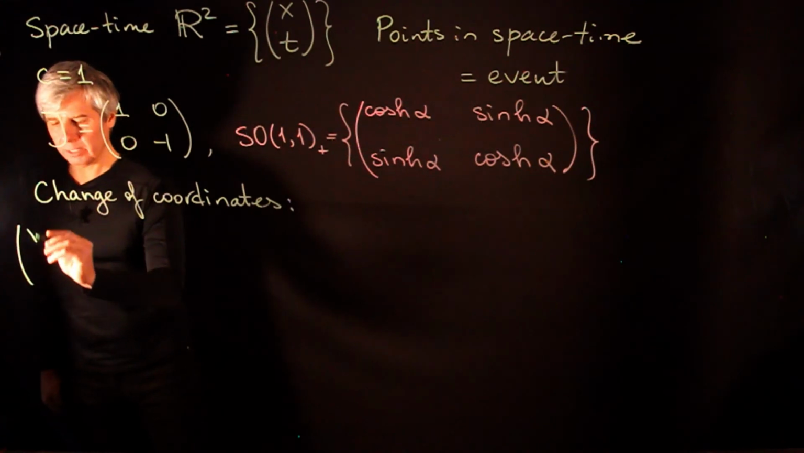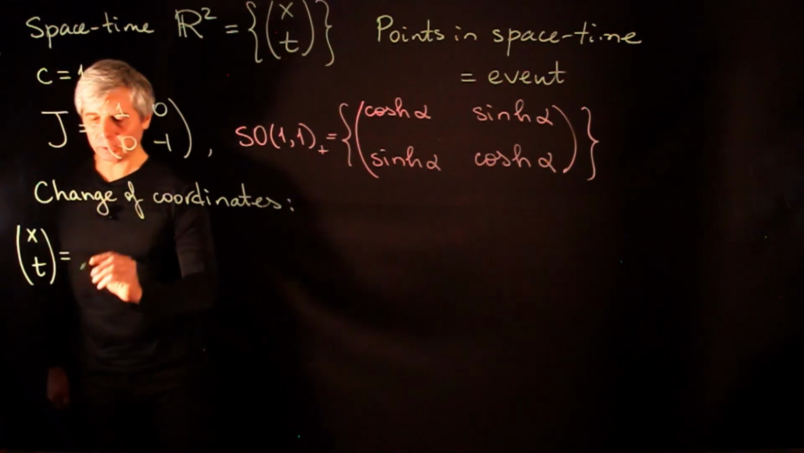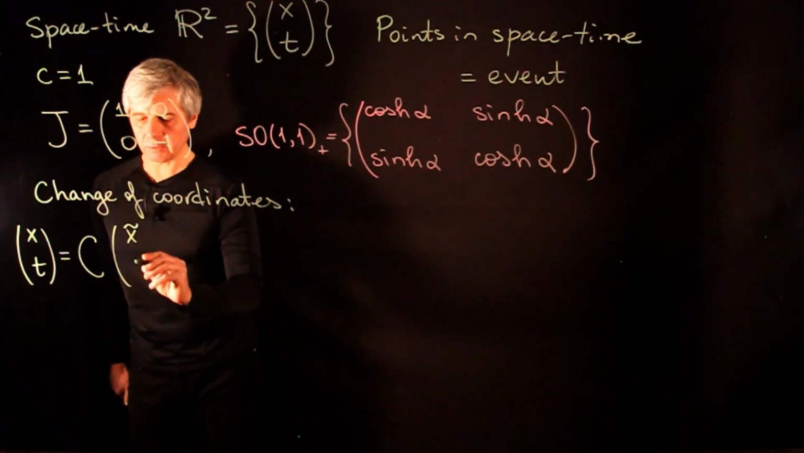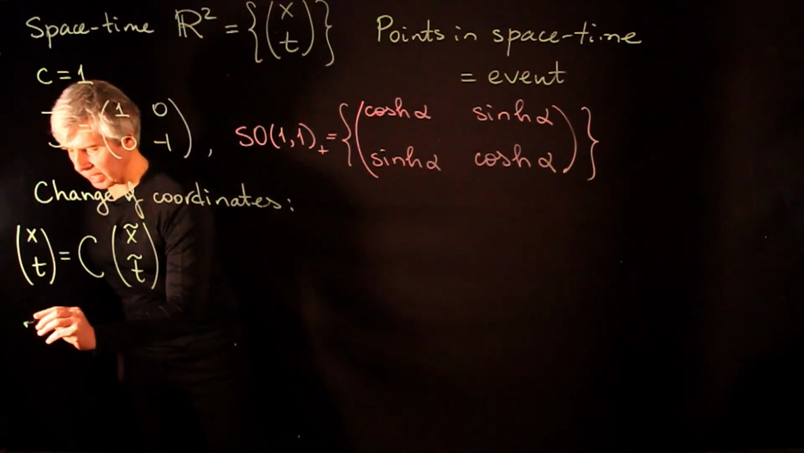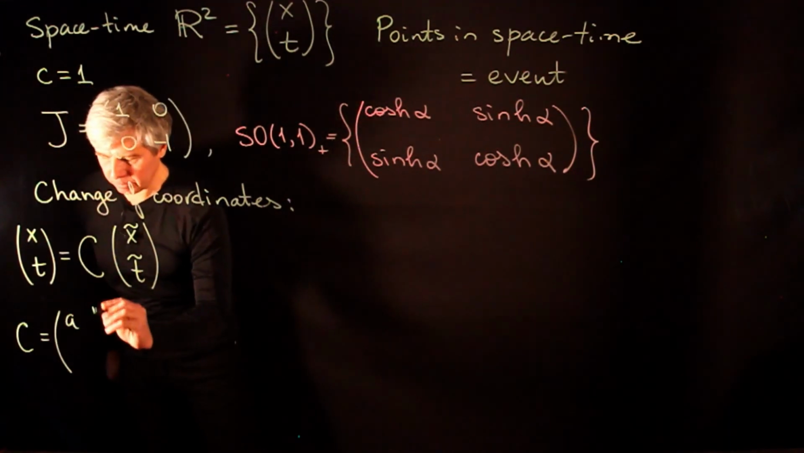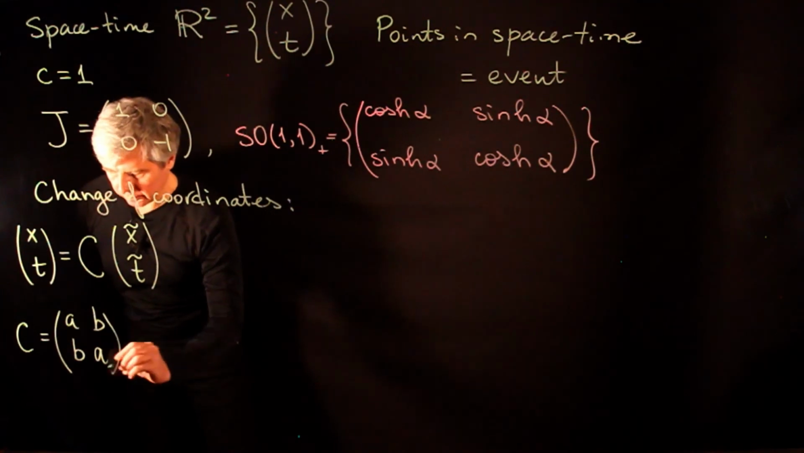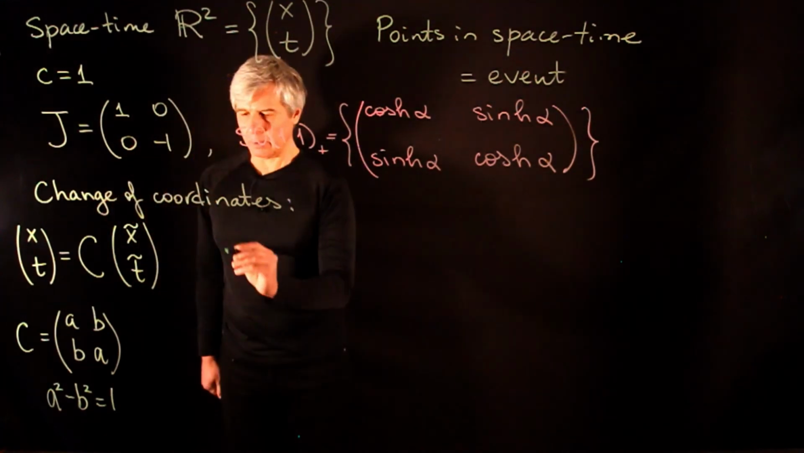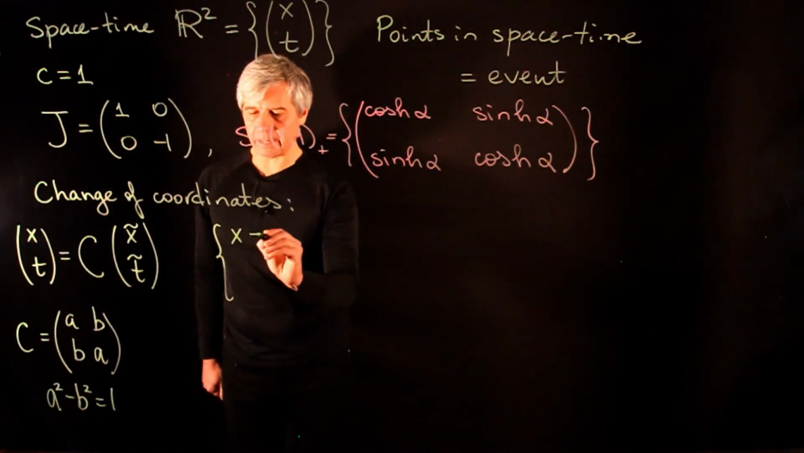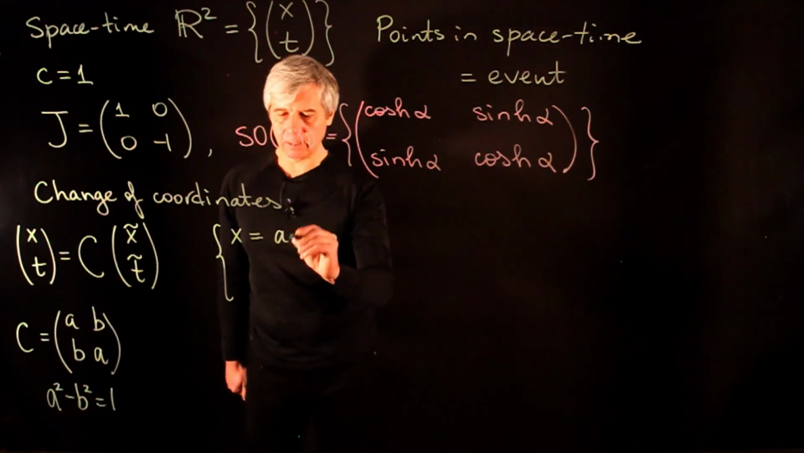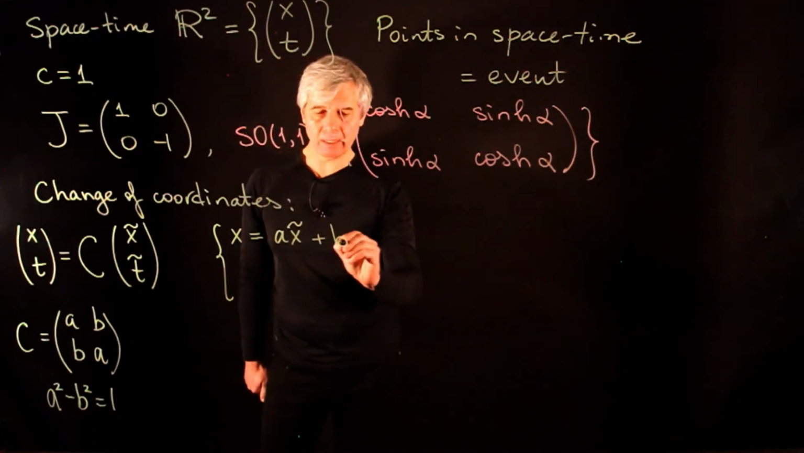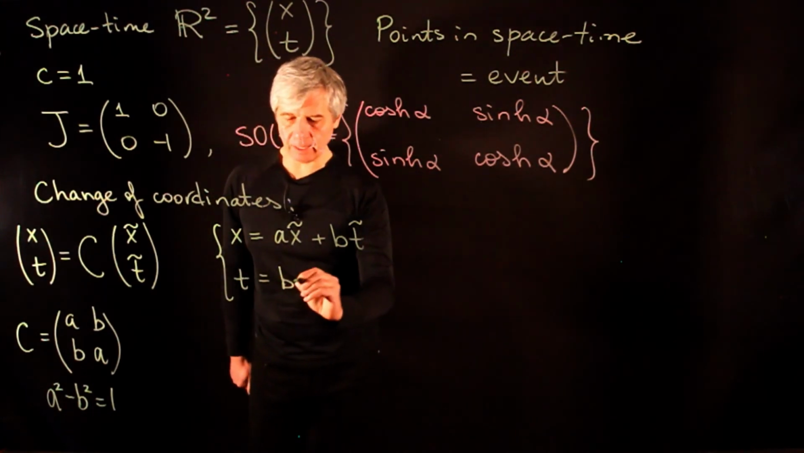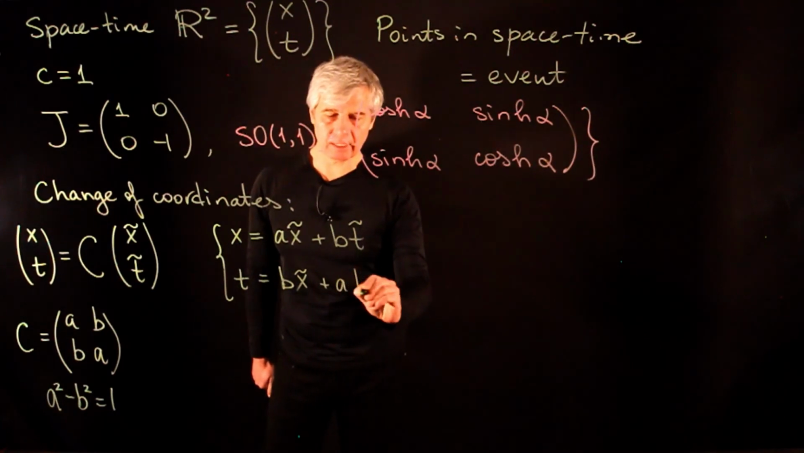Where the standard coordinates (x, t) are equal to the change of basis matrix times the coordinates relative to another basis, where matrix C is the matrix (A, B; B, A), with the condition that A squared minus B squared is equal to 1. Now, this means that we can express x as A x tilde plus B t tilde, and t is B x tilde plus A t tilde.